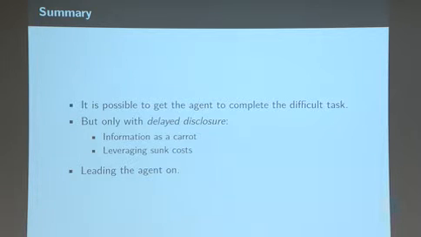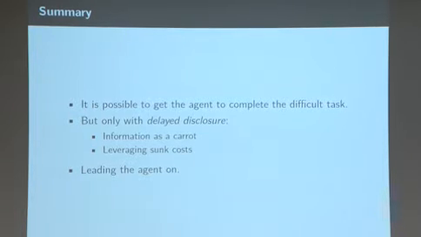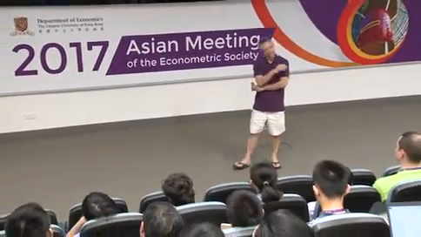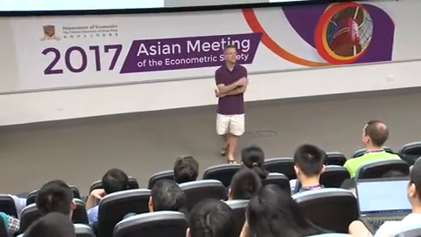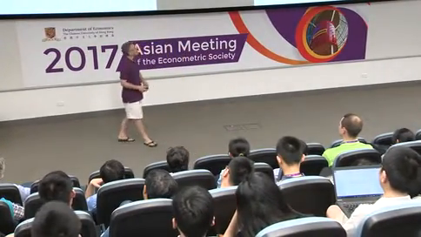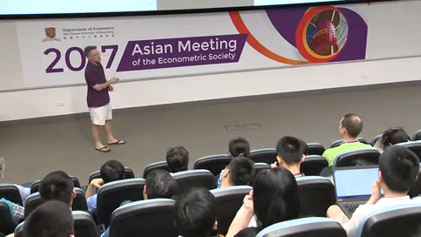Okay? So think about the principal saying to the agent, I know the difficulty of the task, your belief is mu. I want you to work until x lower bar, and at that time I'm going to tell you how difficult the task is. Okay? I'm going to tell you whether the task is easy or the task is difficult. Okay? So that's what we mean by delayed disclosure.